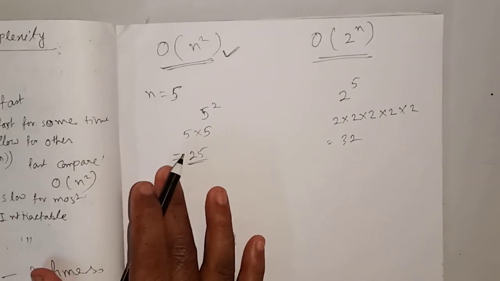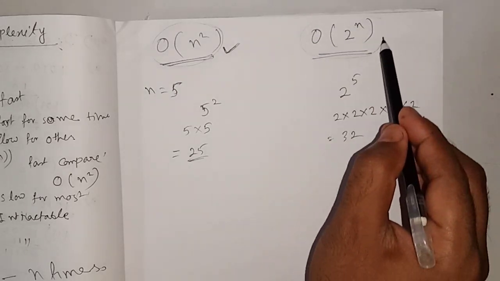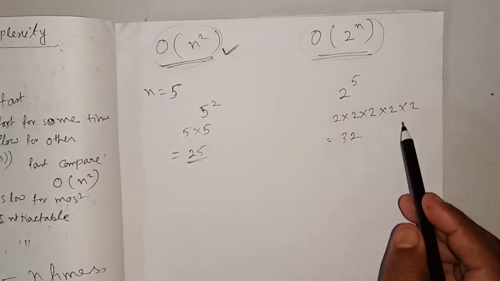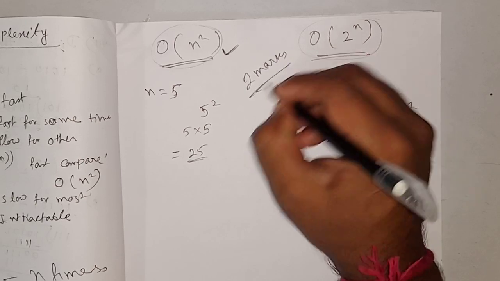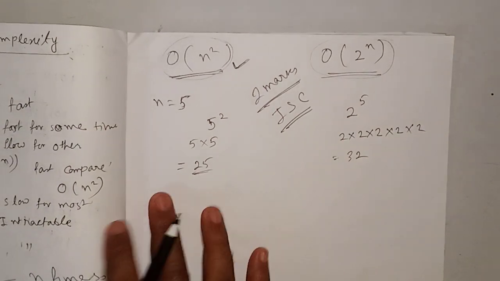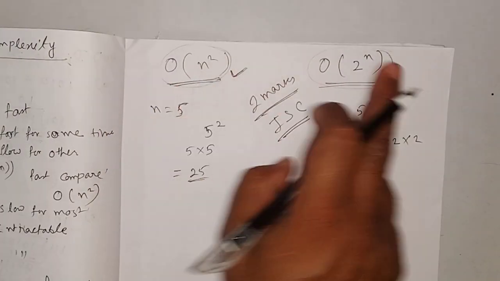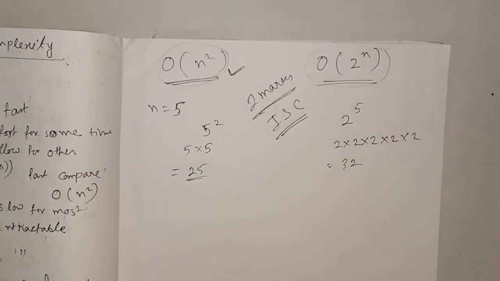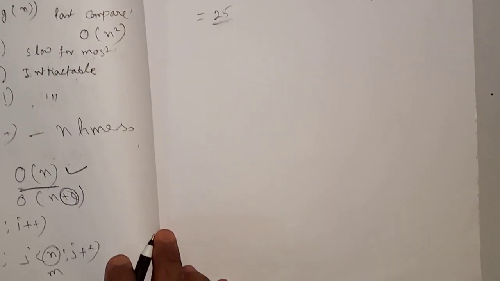So if you get a question that two complexities are present and you have to find which one is the faster, this is the way you solve the problem. Okay, you get 2 marks in the ISC exam. One compulsory question comes from this chapter, and this type of question comes: you get two complexities and find the fastest one, or you can find the worst one. In that case it is the worst one.